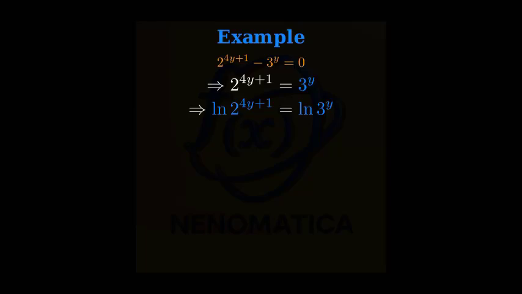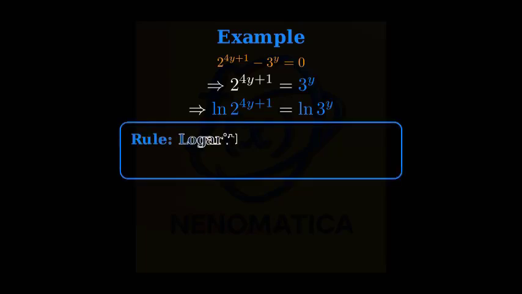This allows us to bring down the exponents using the properties of logarithms. Now we apply the logarithm power rule, which states that the logarithm of a number raised to a power equals the power times the logarithm of the number. That is, log of x to the power of a equals a times the log of x.